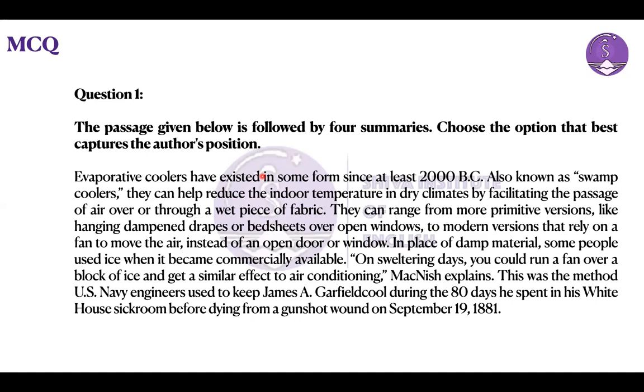So let's discuss this first example given here. The statement: evaporative coolers have existed in some form since at least 2000 BC, also known as swamp coolers. They can help reduce the indoor temperature in dry climates by facilitating the passage of air over or through a wet piece of fabric. They can range from more primitive versions like hanging dampened drapes or bed sheets over open windows to modern versions that rely on a fan to move the air.